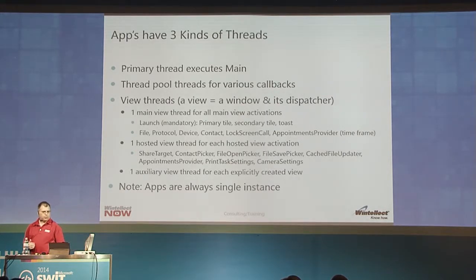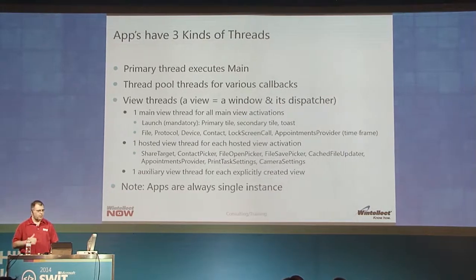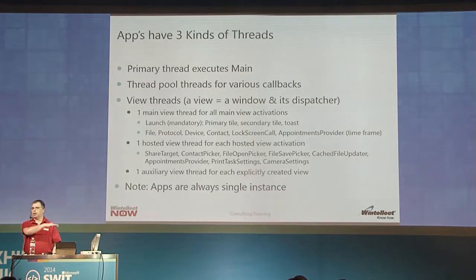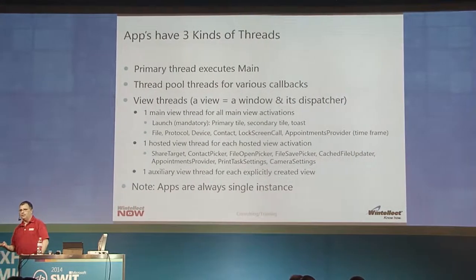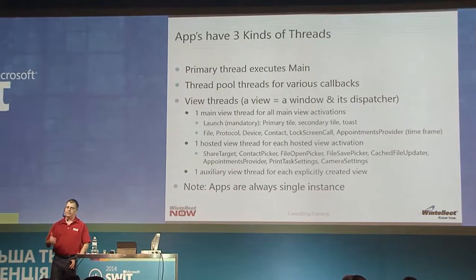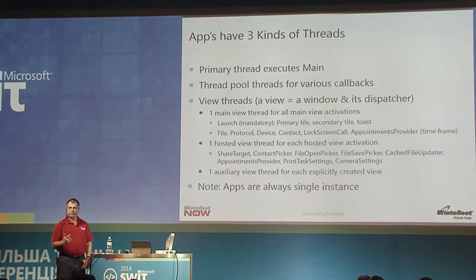Well, I guess it's a little bit more than that. There's the primary thread, there's the thread pool threads, which I didn't show in this example at all. Then there are the view threads. Those are the three kinds. And then there are three kinds of view threads: the main view, the hosted views, which you can have one or many of, and then the auxiliary views, where you could have one or many of those as well.